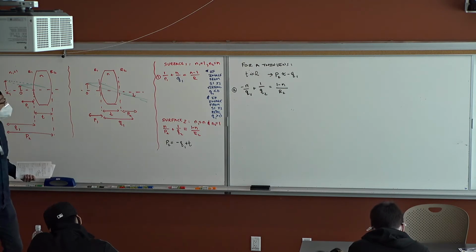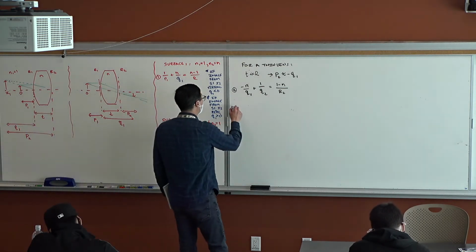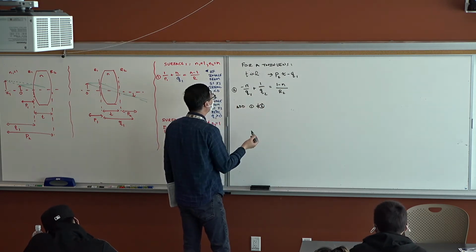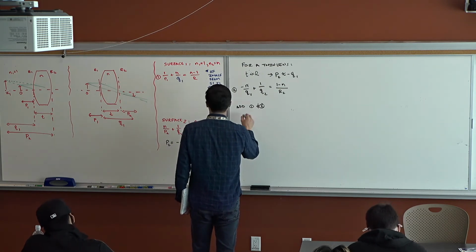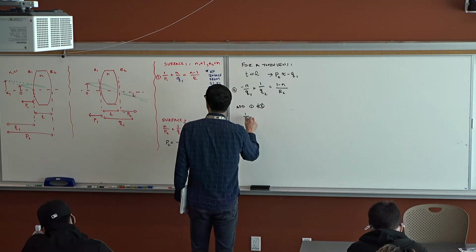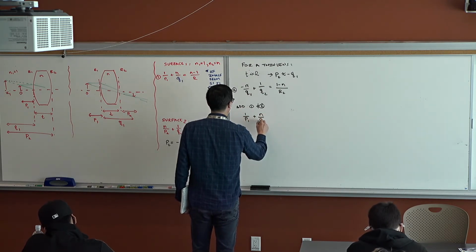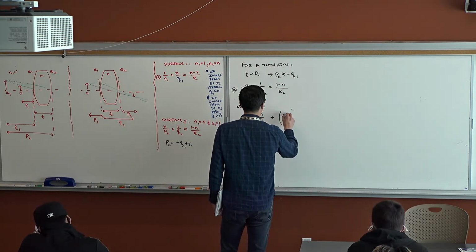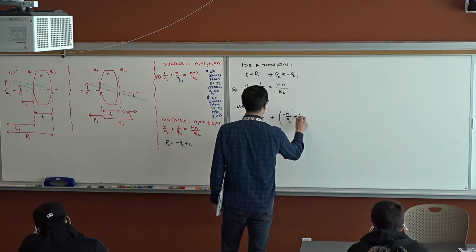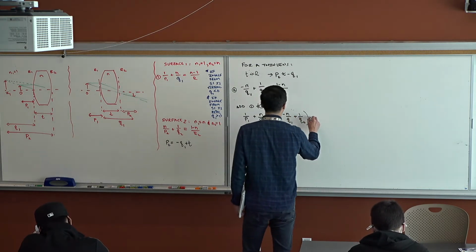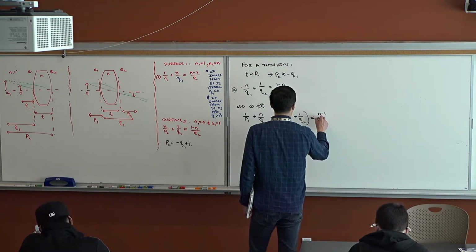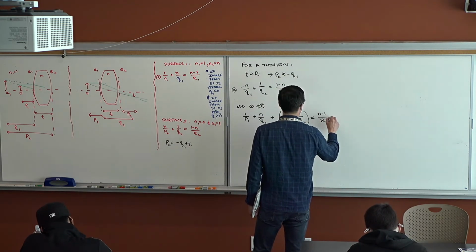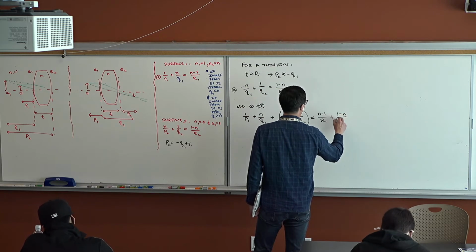And then we can add equations 1 and 2. If we do that, 1 over P1 plus n over Q1 plus minus n over Q1 plus 1 over Q2 is equal to n minus 1 over R1 plus 1 minus n over R2.